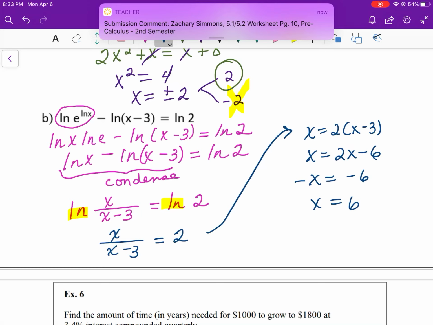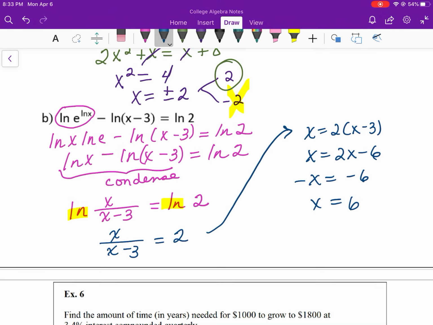And x equals 6. And then again, I'm just going to make sure that these places stay positive, and they do. So when I put in the x in those locations, I'm taking the natural log of something that's positive. So we're getting 6 for our answer.